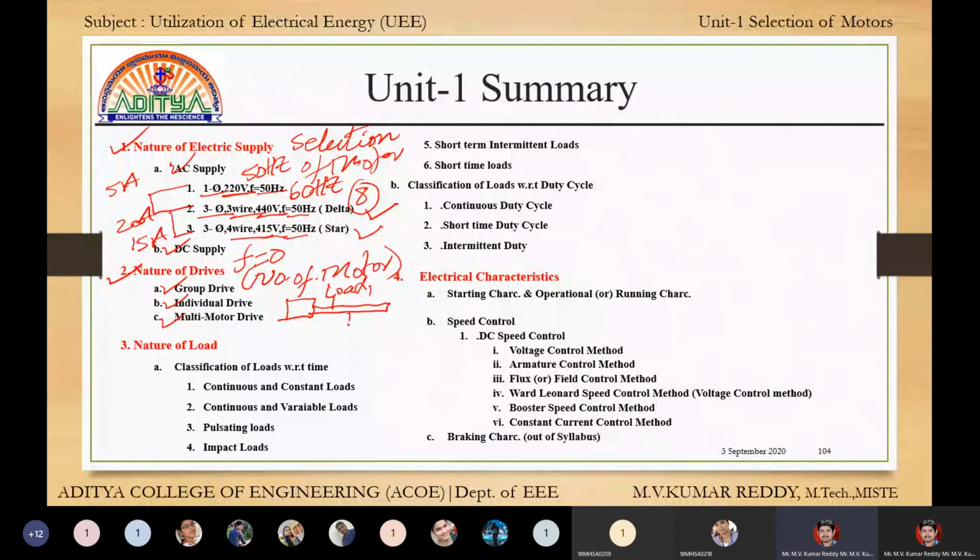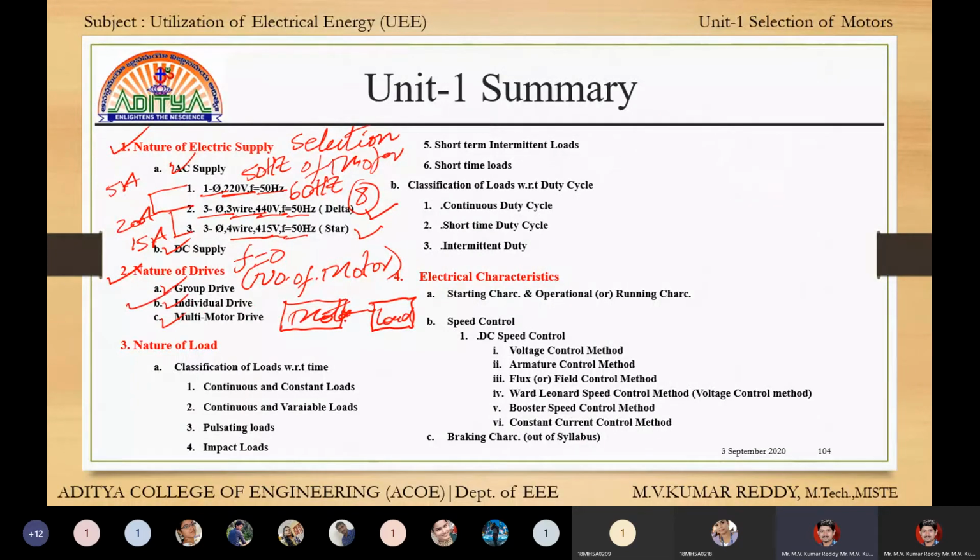This is load 1, load 2, and this is load 3. In a single shaft, it has more than one load. That is called a group drive. Next one is an individual drive. For individual drive, only one motor having one load. One motor and one load. That is called an individual drive.